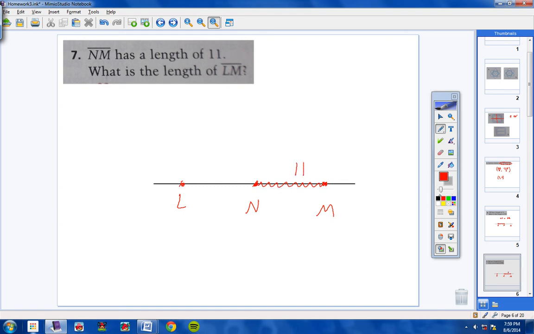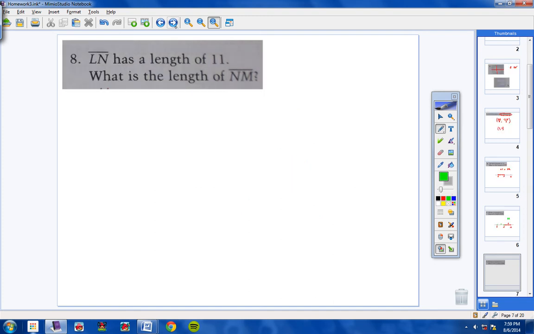Now they're asking us to find the length of LM. So they want to know the whole length from L all the way to M. Well, look, students, if N is right in the middle, that means from here to here is 11, but it also means from here to here is also 11, so the total length all the way across would be 22. 11 times 2, or 11 plus 11.